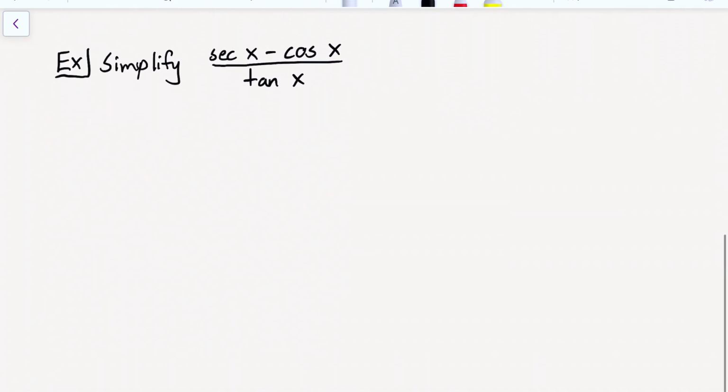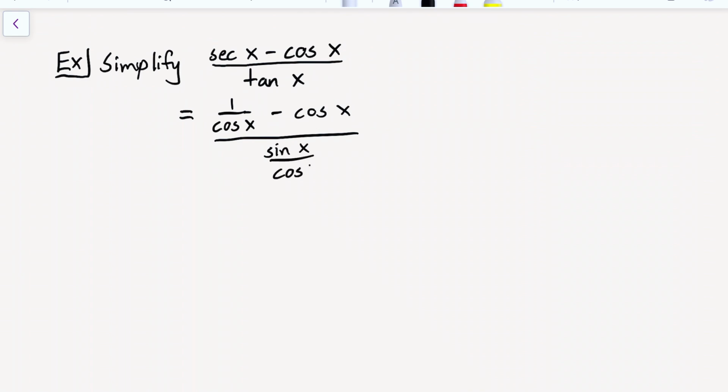Let's look at one more. I want to simplify secant x minus cos x over tangent x. Once again, it may be helpful to rewrite everything in terms of sine and cosine so that we can see what we are working with. This is 1 over cosine x minus cosine x divided by sine x over cosine x. This is a complex rational expression. I have some fractions inside fractions.